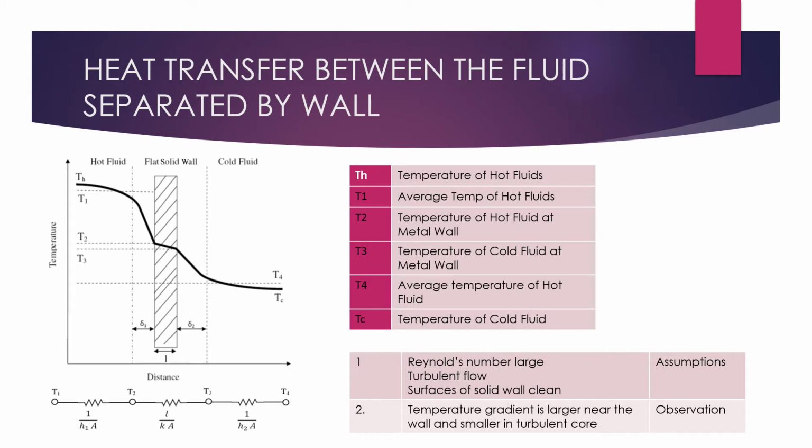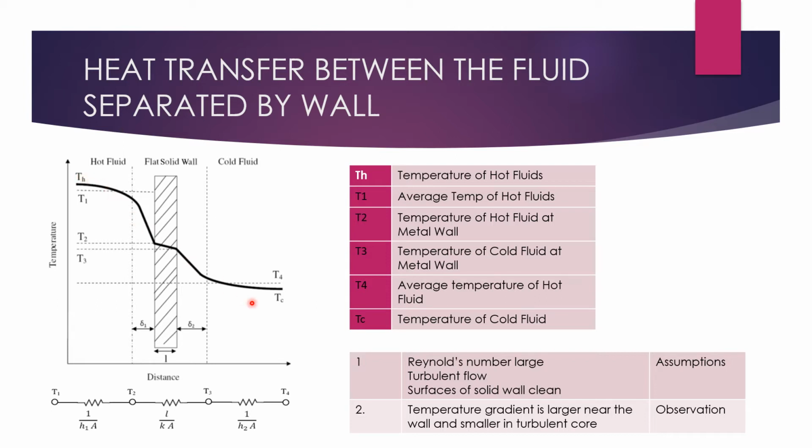Heat transfer between the fluids that are separated by the wall. We will study this arrangement in more detail. Here you can see the hot fluid and the cold fluid are separated by a flat solid metal wall of thickness L. T_H is the temperature of the hot fluid and T_C is the temperature of the cold fluid. Then you can see the temperature change takes place in this way. This is the temperature profile for this arrangement.